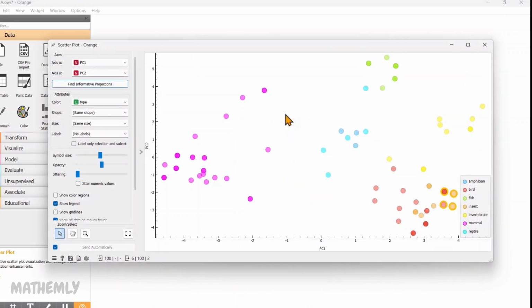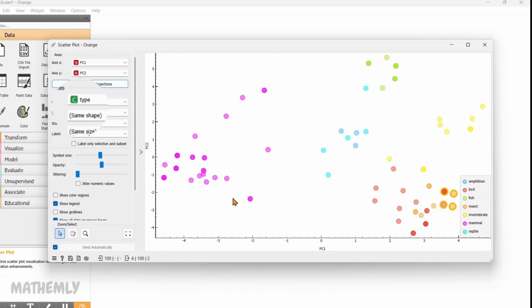This allows us to see how animals are grouped based on principal components, setting principal component 1 on the x-axis and principal component 2 on the y-axis. Additionally, we color the points based on animal types, which helps us visually identify patterns and relationships within the data.